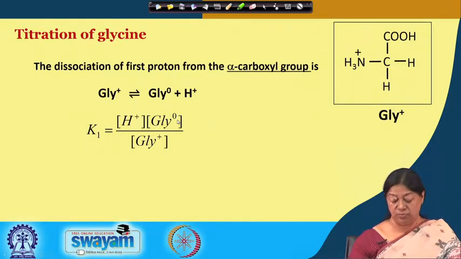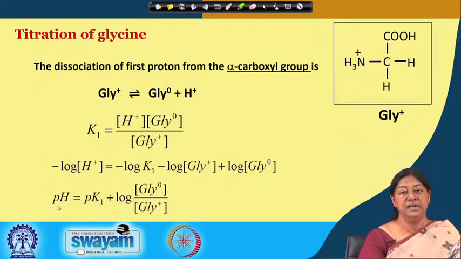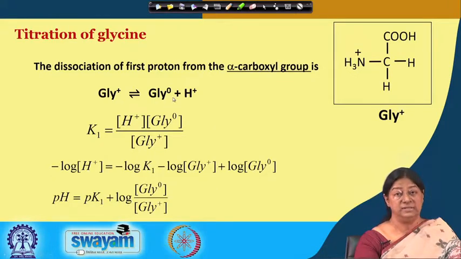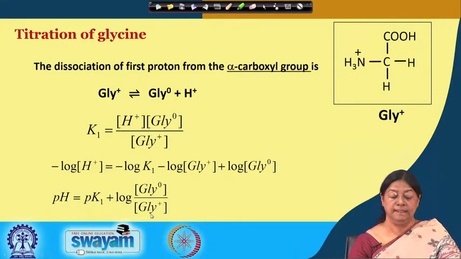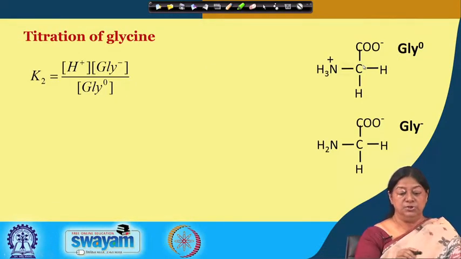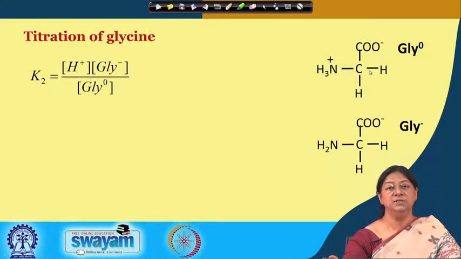If again we rearrange this into a form like the Henderson-Hasselbalch equation, we get that pH is equal to pK1 plus log of Gly 0, the conjugate base, over Gly plus, our acid. If we continue the titration, we will reach a point where the proton associated with the NH3 plus will be lost. So, now we have Gly 0. As we continue the titration, we reach a point when all of the protons associated with the carboxyl group have been lost, and an increase in OH minus concentration is going to result in a loss of the proton from the NH3 plus, which will go to NH2. So, we have Gly 0 now going to Gly minus, because the overall charge on this is minus.